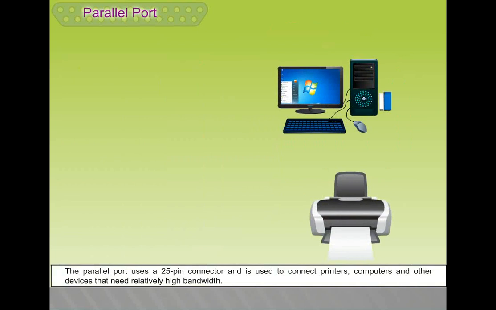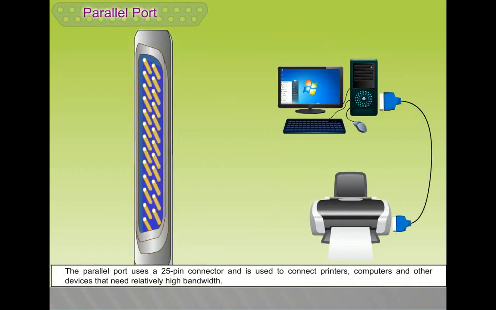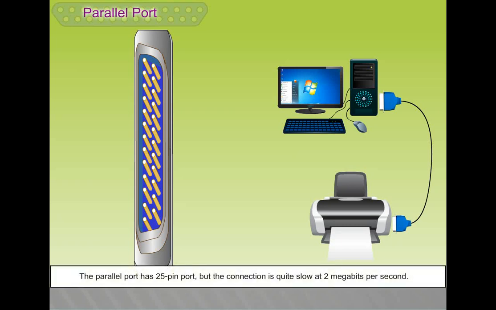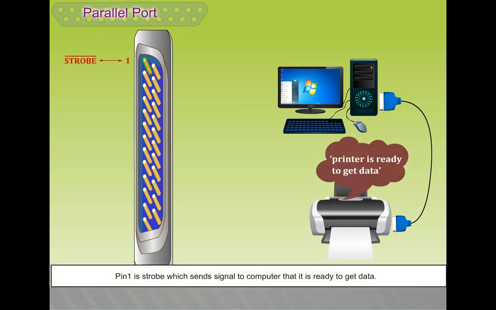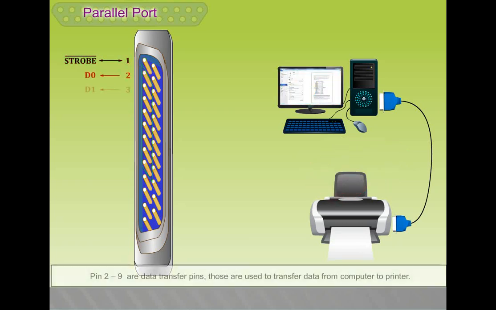The parallel port uses a 25-pin connector and is used to connect printers, computers, and other devices that need relatively high bandwidth. The parallel port has 25-pin port, but the connection is quite slow at 2 megabits per second. Pin 1 is strobe, which sends signal to computer that it is ready to get data. Pin 2 to 9 are data transfer pins. Those are used to transfer data from computer to printer.